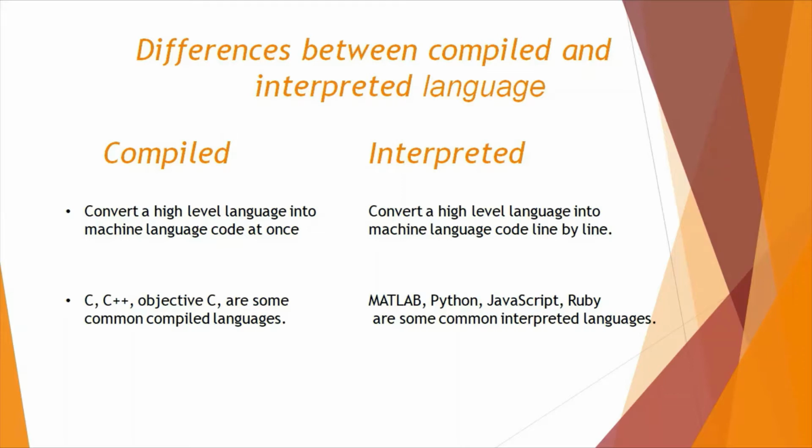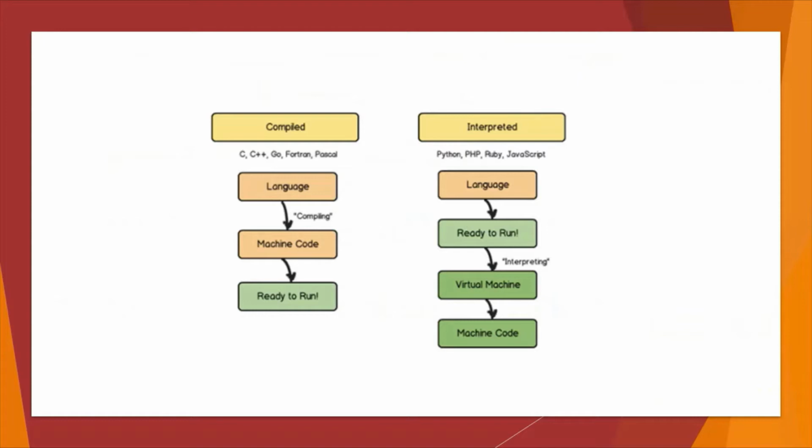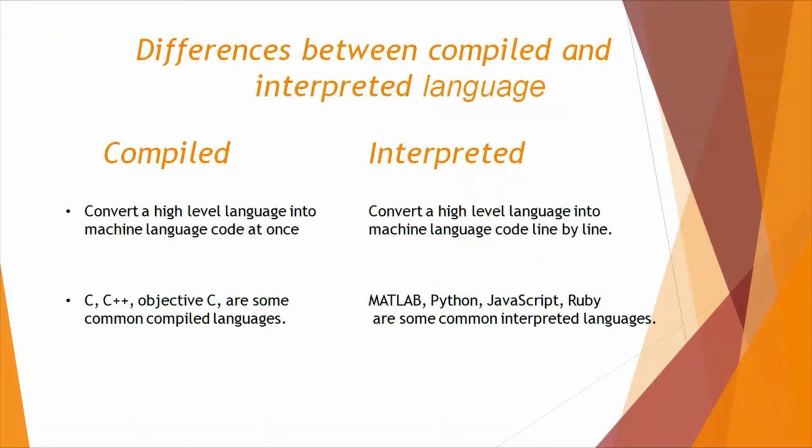So here we have some examples of compiled and interpreted languages. C, C++, Go, Fortran, Pascal, and JavaScript are some of the compiled languages, whereas for interpreted we have Python, PHP, Ruby, JavaScript, MATLAB, etc. for interpreted languages.